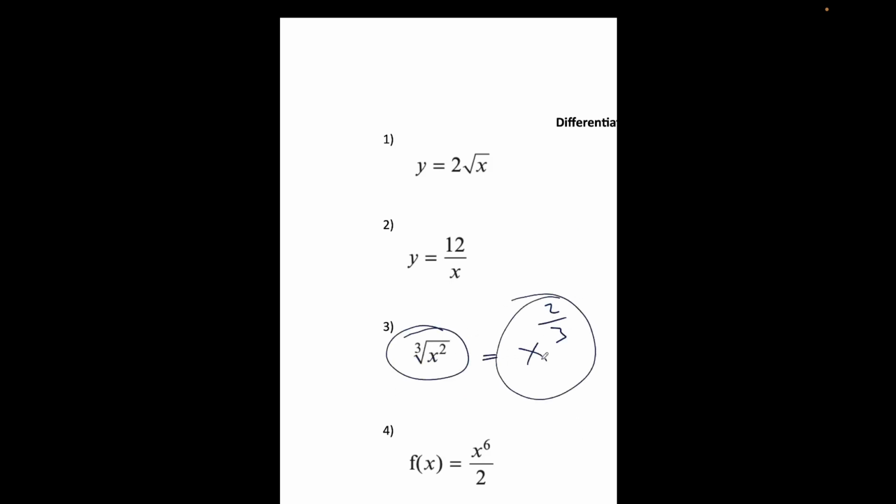Why would you think to do this? Because this is going to be the easy to differentiate format, all right? See how you'd have to recognize it's going to be this first, and then differentiating that is going to be 2/3 x to the power of 2/3 minus 1, which is going to be negative a third, just like that.